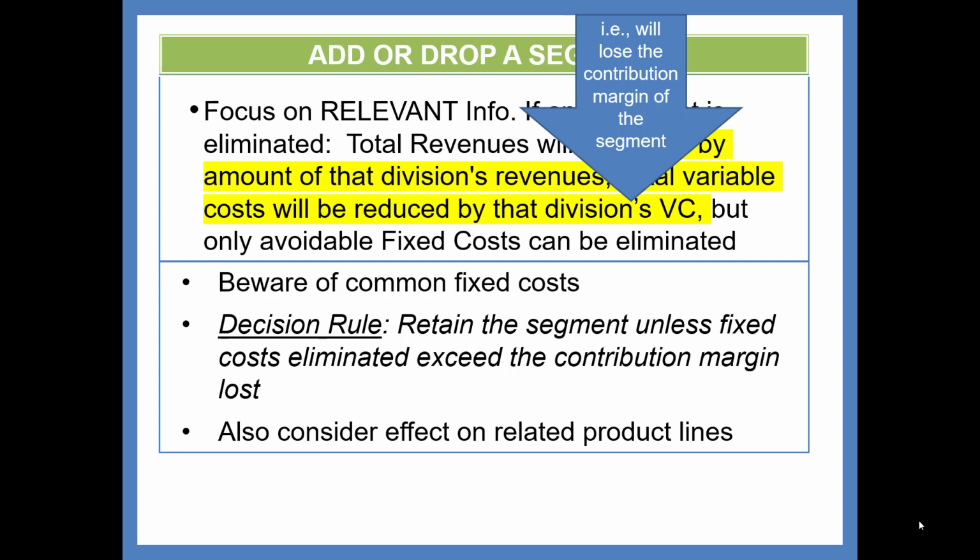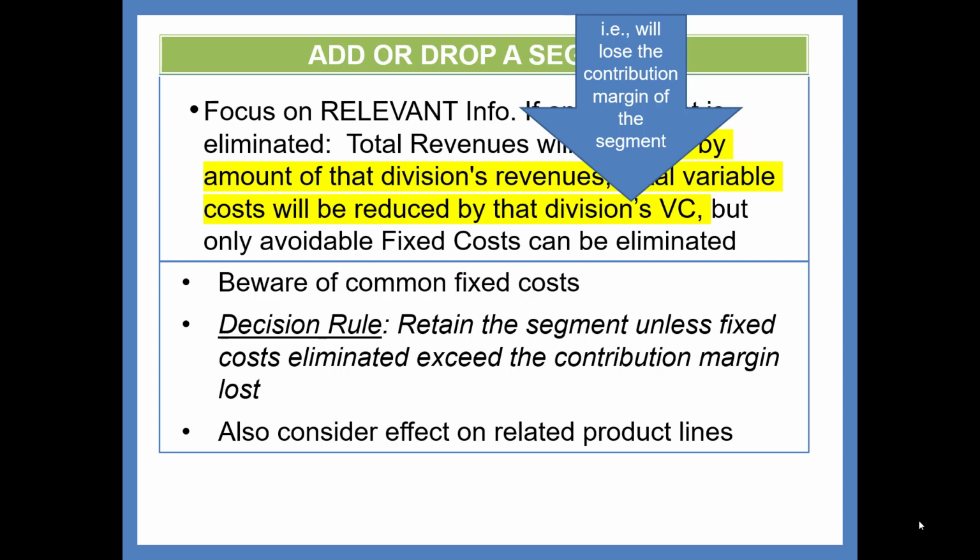Then you'll need to identify the avoidable fixed costs, because only that part of your fixed cost can be eliminated. And of course, fixed costs do make this evaluation a little bit more difficult. That is because we have those common fixed costs. We'll have the president's salary, rent on a building, those kind of costs that are common to multiple product lines. Only part of those can be eliminated in the short run. We'll keep the segment if fixed costs eliminated exceed the contribution margin lost. I do think that is easier to see with numbers, so we'll look at an example.